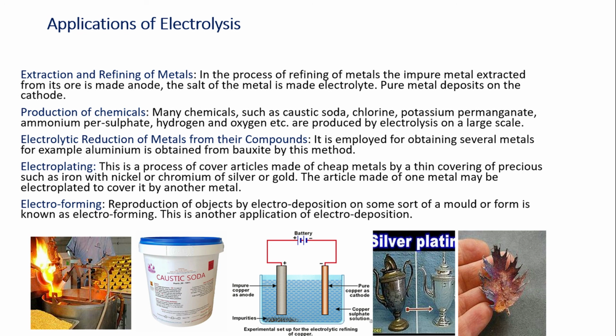Also, there is an electroforming process where reproduction of objects by electrodeposition on some kind of mold or form is known as electroforming. This is another application of electrodeposition. So these are few examples. There are many more applications of electrolysis you can find out from other texts or from internet.